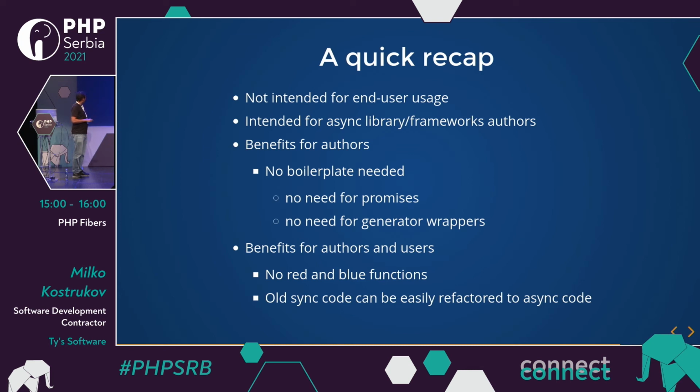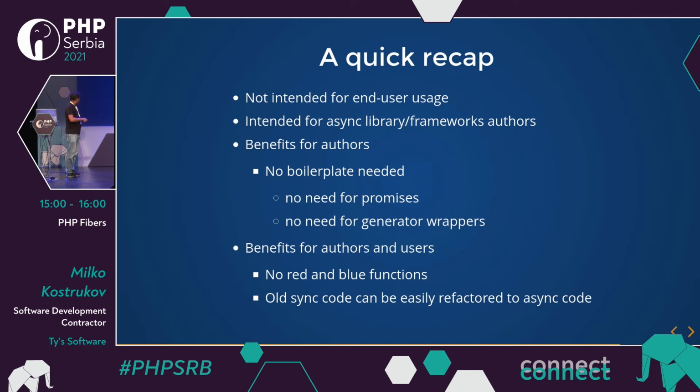Benefits for authors and users: no red and blue functions. I had to change the names of those. So red and blue functions, there is this blog post about how there are red functions and blue functions. What they are describing is asynchronous functions and synchronous functions. The bad part about having asynchronous and synchronous functions is that if you have an asynchronous function, as I said, somewhere along the line, everything that's using it has to be asynchronous now. So refactoring is a real problem. If you have to turn synchronous code into asynchronous code, you're in for some fun.